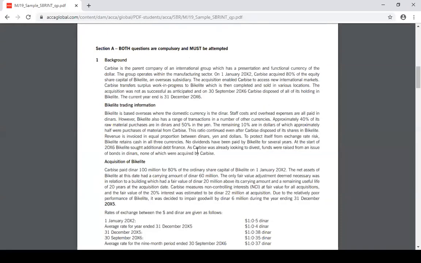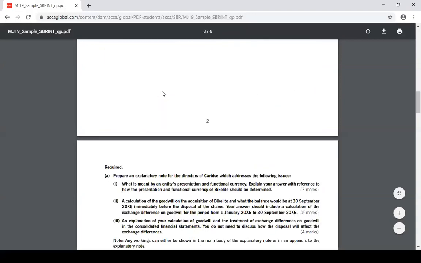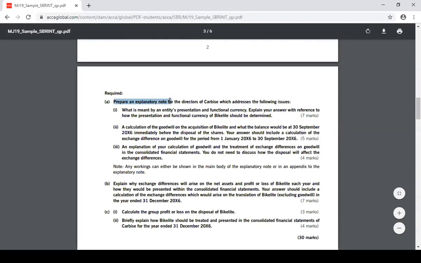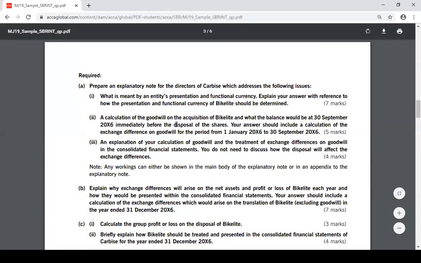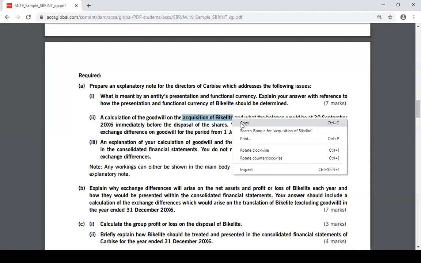This is the question by the name of Carbies, which I was mentioning about. The question says, prepare an explanatory note for the directors of Carbies which addresses the following issues. And then it mentioned a calculation of goodwill. So this means we are supposed to calculate the goodwill which we just did in case of Ribi, on the acquisition of Bike-Lite, which means the goodwill at the date of acquisition, and what the balance would be at 30th September 2026, immediately before the disposal of shares. So the question is asking two types of goodwill, one on the acquisition.